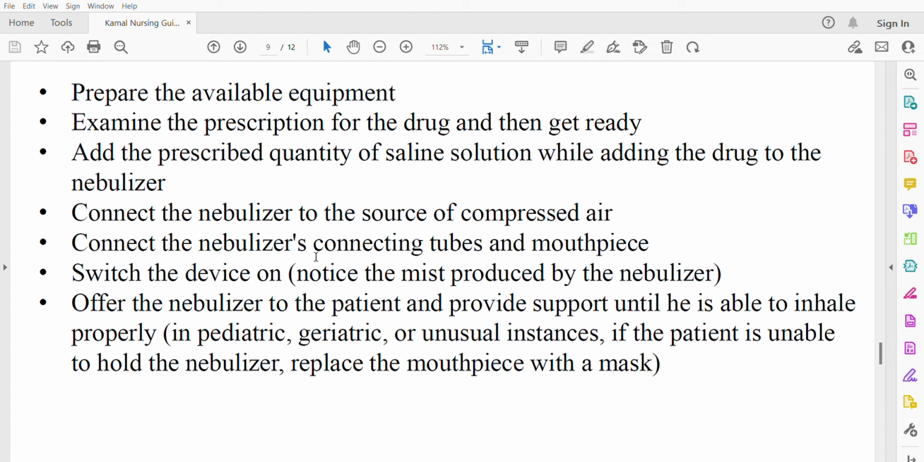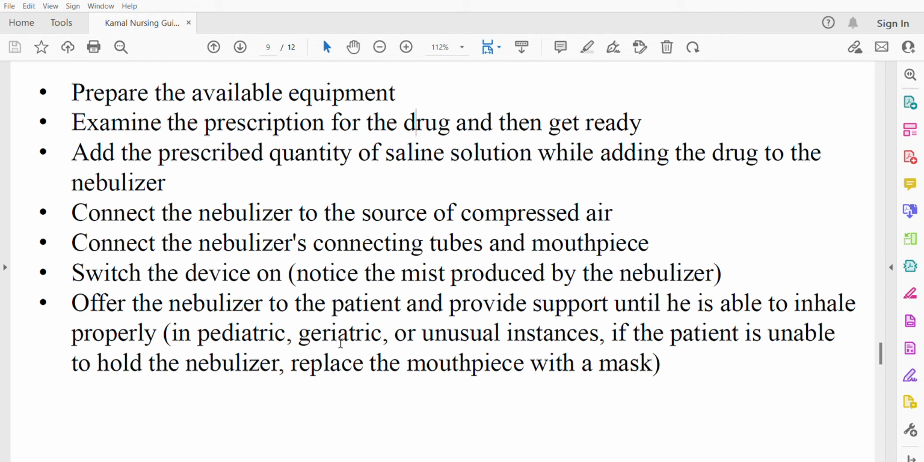Connect the nebulizer's connecting tubes and mouthpiece. Switch the device on. Notice the mist produced by the nebulizer. This is the one thing that we have to notice. If the mist is being produced, we can be sure that the device is working. Offer the nebulizer to the patient and provide support until he is able to inhale properly.